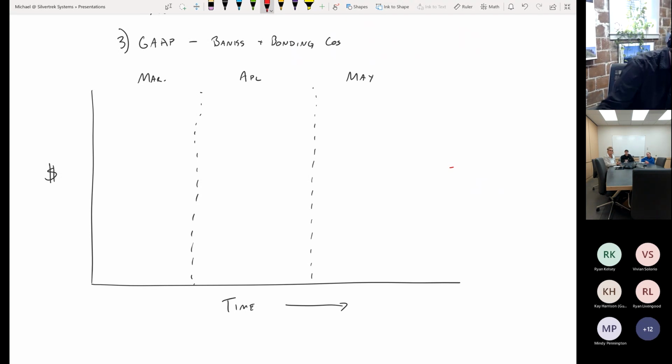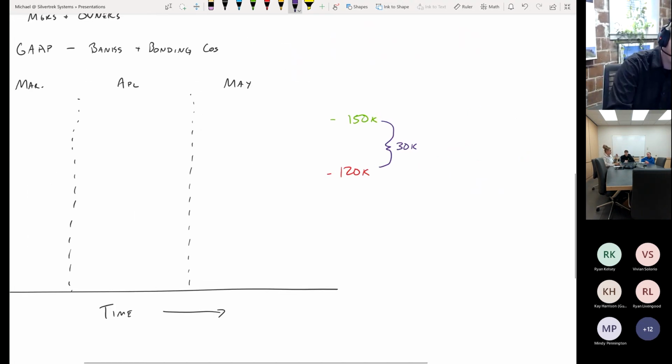When we bid the job, we thought it was going to cost us $120,000 to do the job. By the time we finish the job, we expected to bill the customer $150,000. People can generally do this math pretty well in their head. That means we're going to have $30,000 of job profit. To be clear, $30,000 divided by $150,000 means that we have a 20% margin.